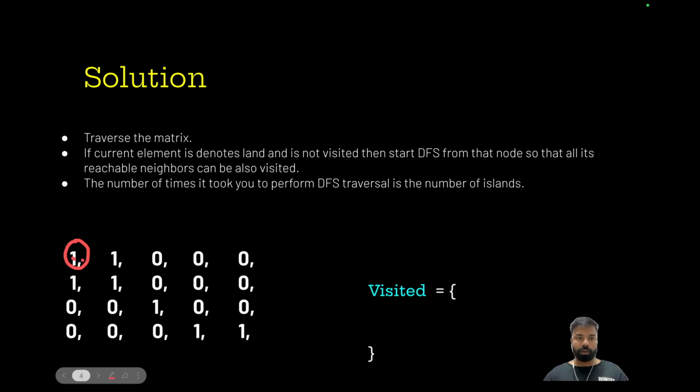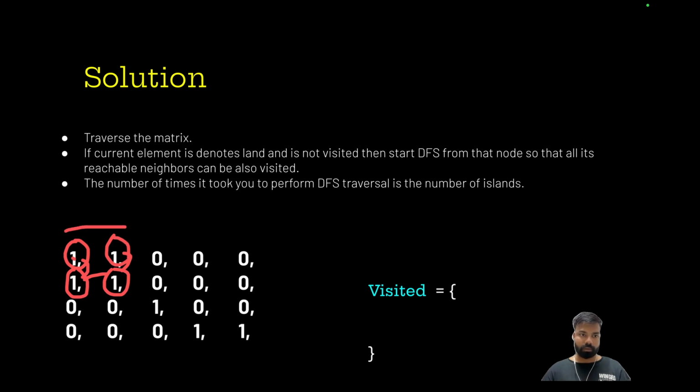So from 1 we will move to this one, and then from here we can move to this one, and similarly we can also go to this one. So all of these 4 ones are completed or visited in a single DFS call. Now we will move forward to the next nodes, and all the nodes that are already visited, we will not look at them again.